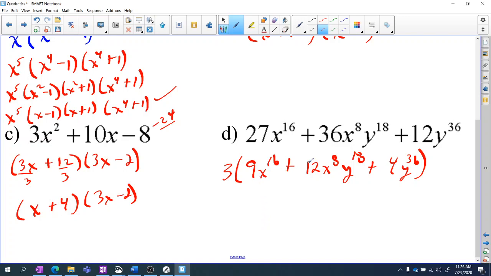And this looks like it could be a perfect square trinomial. Let's check it. So the square root of this would be 3x to the 8th. Remember, take half the exponent. Square root of this would be 2y to the 18th. If you multiplied those and doubled, you would in fact get the middle term. So this is a perfect square trinomial. Square root of the first, sign of the middle, square root of the last one. Don't forget to put it in brackets, squared.